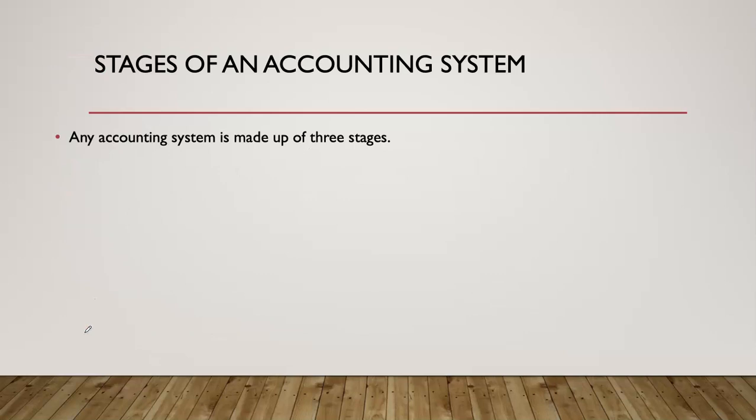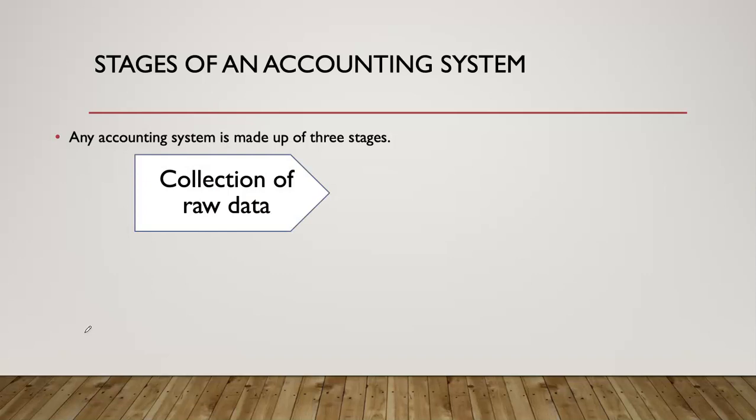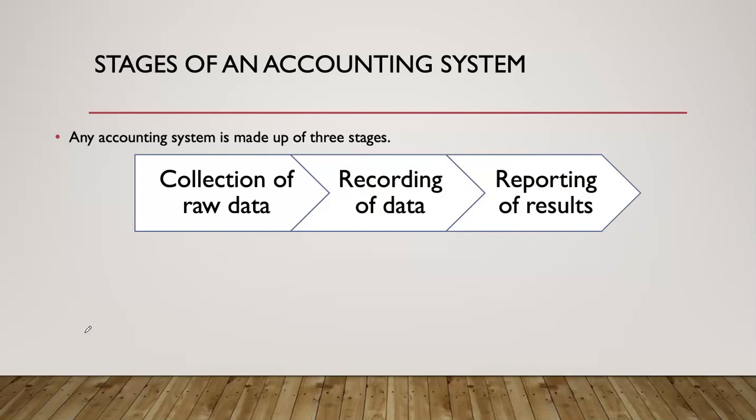But what is an accounting system? What are the stages of the accounting system that we're becoming an expert of? The accounting system really has 3 stages. The first one is the collection of raw data. Then we record data. And lastly, we report on the results. After that, we do lots and lots of advice to improve our businesses.